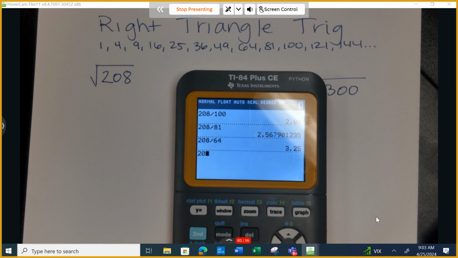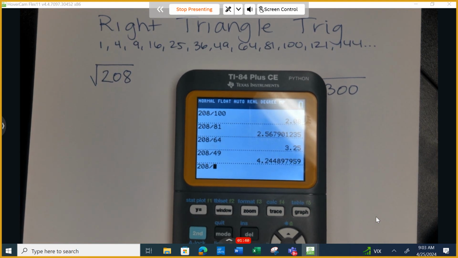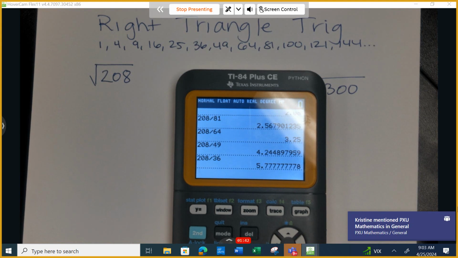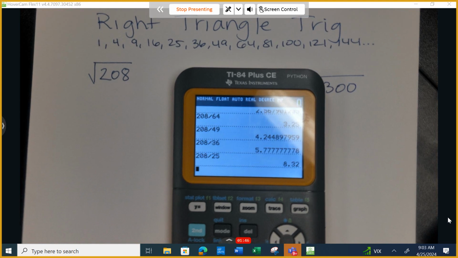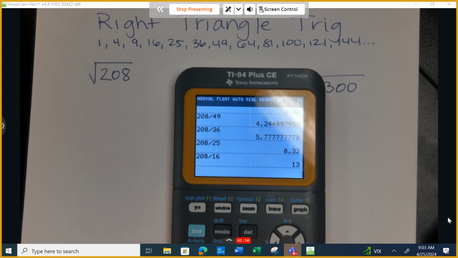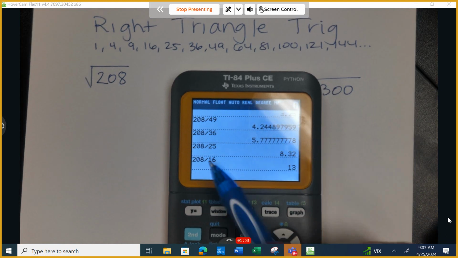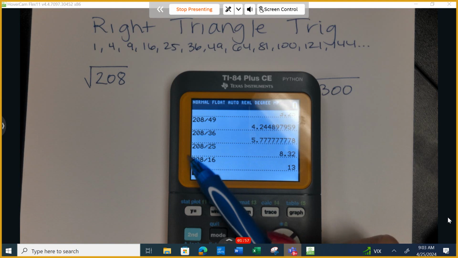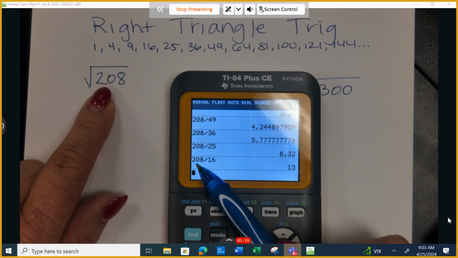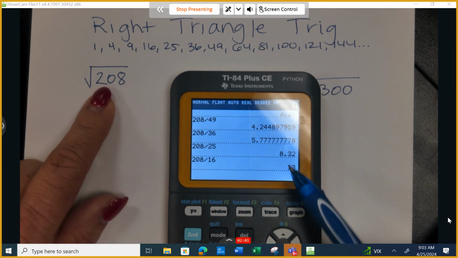Divided by 64, no. Divided by 49, keep going. Divided by 36, I'm just going to keep working myself down here. 208 divided by 25, 208 divided by 16. Oh, there we go. I finally was able to find a perfect square that divided nicely into the provided value underneath the square root, and the result was a whole number.